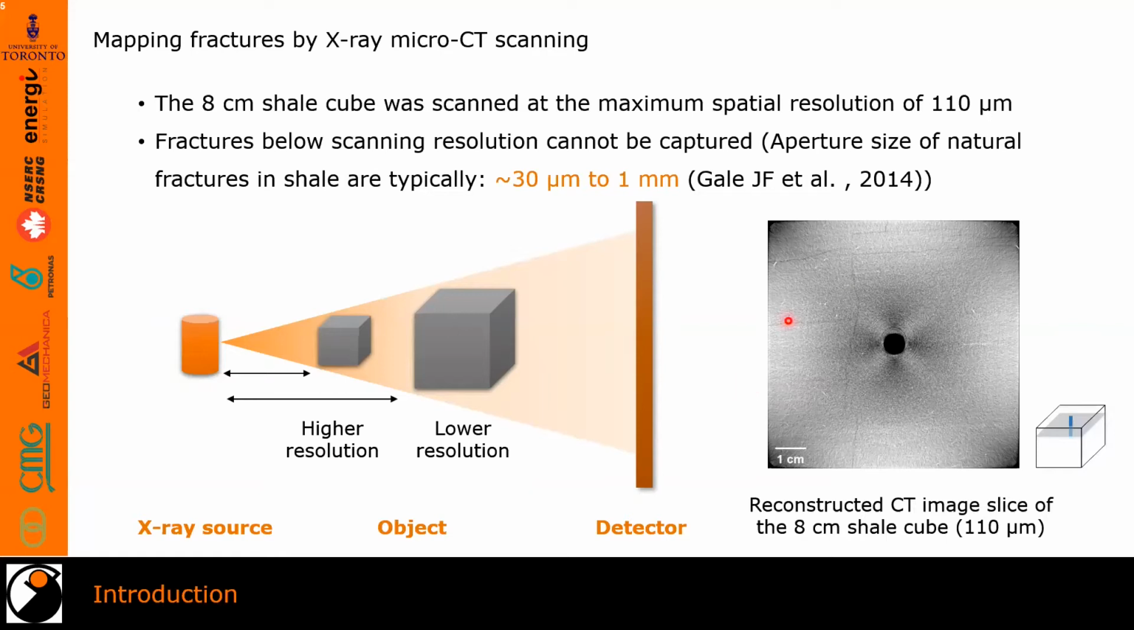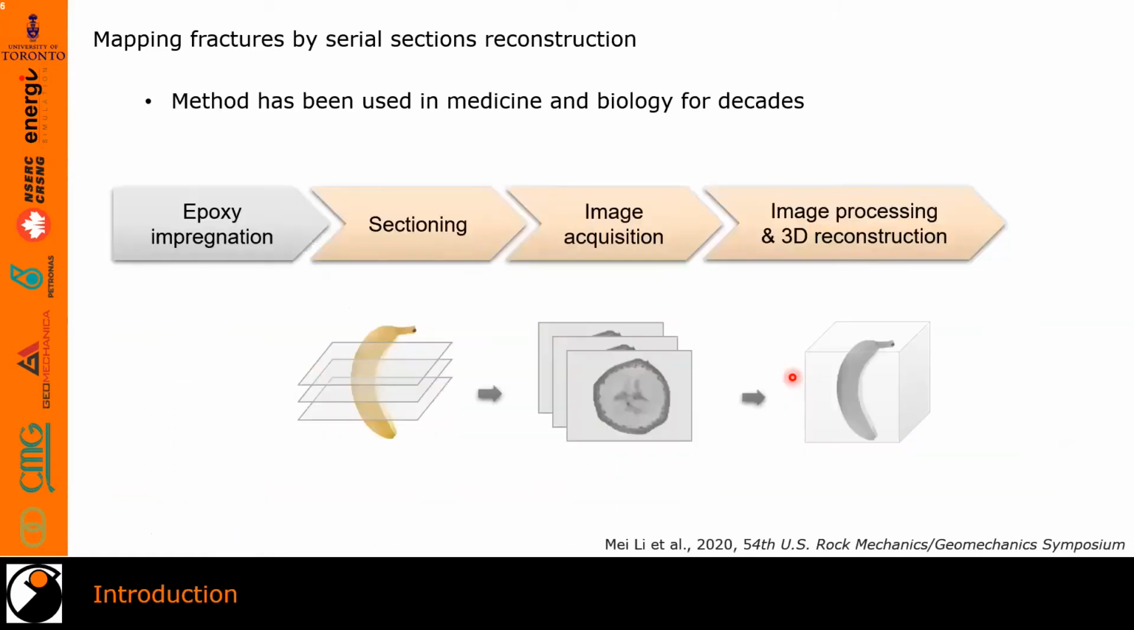In this reconstructed CT image, we can distinguish those micro CT detected fractures from rock matrix. However, the fractures below the scanning resolution cannot be captured. Hence, we are not able to see them in this image. So we believe that the micro CT scanning of this shale cube didn't tell us the whole story of the fractures, which can possibly lead us to a biased understanding of the fracture complexity. Therefore, we need to map the fractures at a higher resolution.